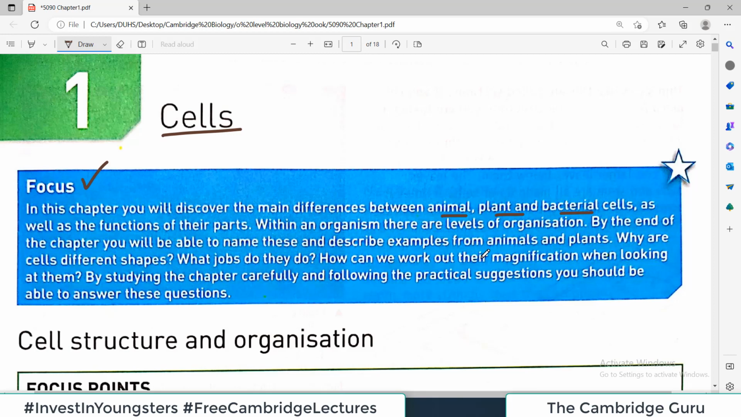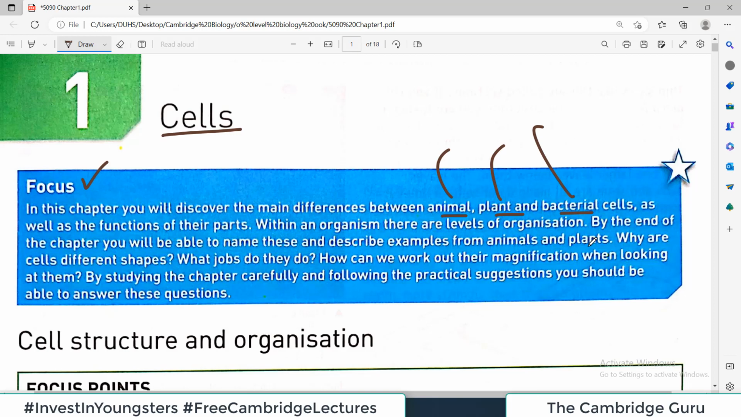In almost every paper they do ask about animal cells, plant cells, bacterial cells, their different parts, functions of their different parts, differences between their different parts and their levels of organization. How do these cells organize within an animal body, plant body or bacterial cells? And by the end of this chapter, they expect you to be able to name all the different parts and describe examples from animal and plant cells.